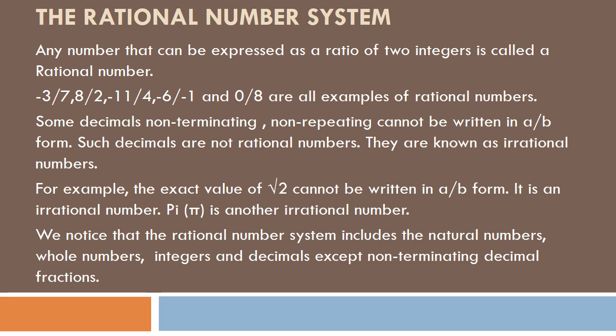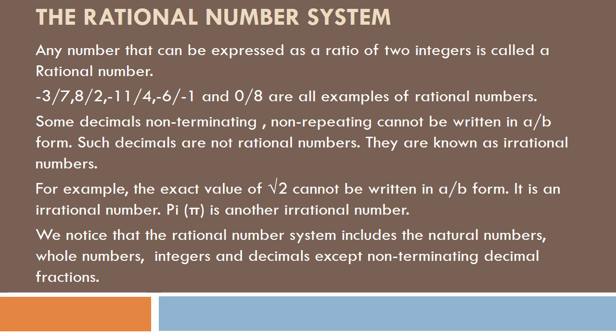Similarly, decimals that can be expressed in a/b form are rational numbers too. For example, 0.25 is equal to 1/4 and -1.333 is equal to -4/3. Hence, 0.25 and -1.333 are rational numbers. Some decimals, non-terminating and non-repeating, cannot be written in a/b form. Such decimals are not rational numbers. They are known as irrational numbers.